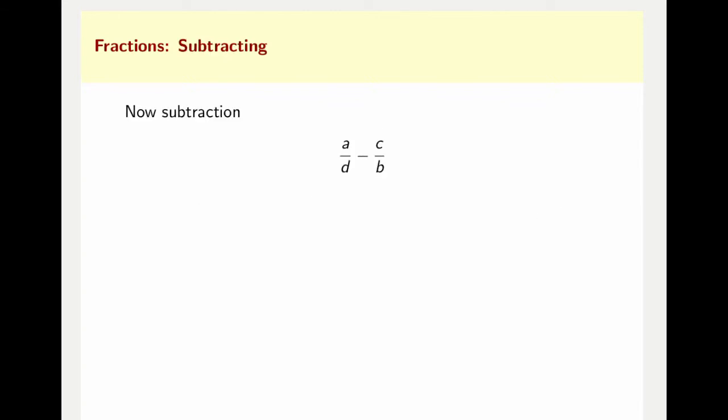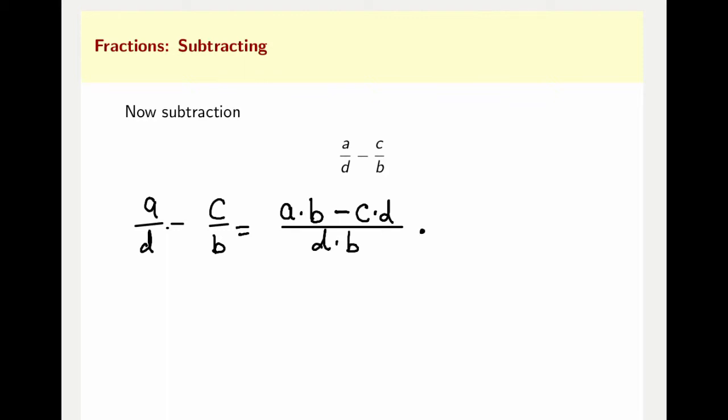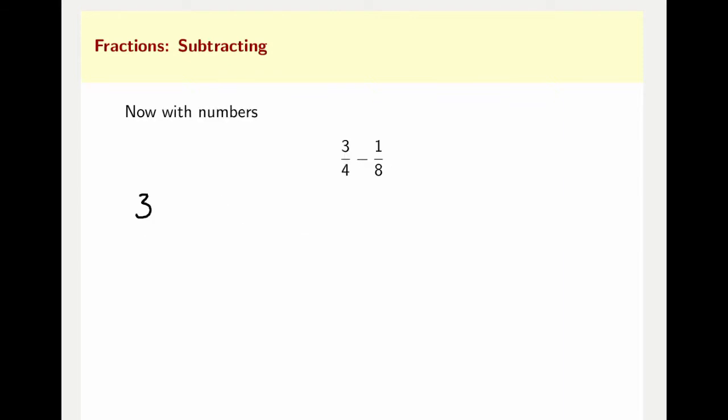What about subtraction? Subtraction works exactly the same way, except you put in the minus sign. Here we go. A over c minus b over d. Cross multiply a times d, now you put in a minus sign, b times c over the multiplied denominators, and that's the answer. Let's look at an example.